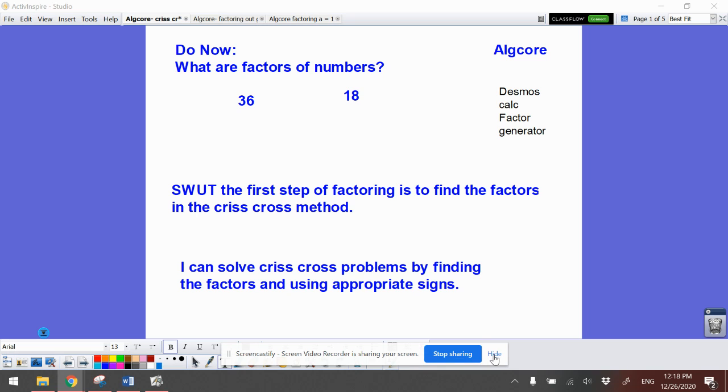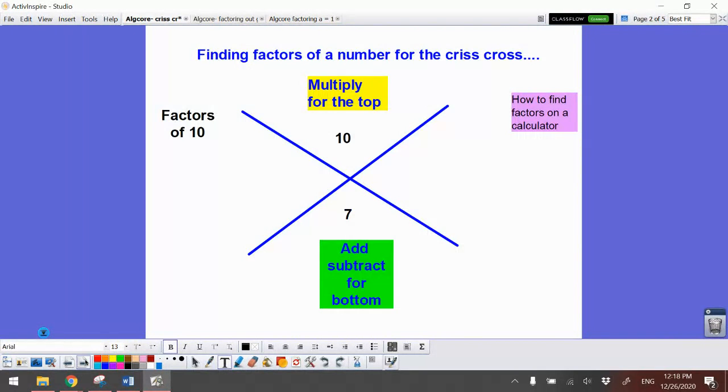Okay, so today we're going to start talking about factoring. And we've been working on factoring with the GCF, the greatest common factor. Today we're going to work on factoring trinomials, okay? And to be able to move into that, we have to be able to figure out the factors that are going to complete the crisscross, okay, with appropriate signs. So let's start by thinking about factors.